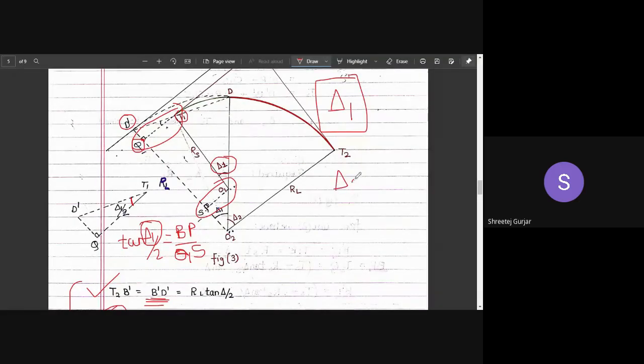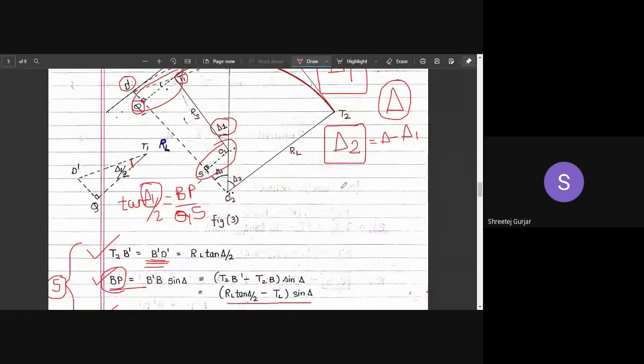Delta 2 is also required. How can we calculate delta 2 now? Can you tell me? If you know the total subtended angle delta which is given to us, can you calculate delta 2 from these two? It is very easy, right? Delta, the whole thing, minus delta 1 will give you delta 2. We know this property that delta 1 plus delta 2 is equal to the total subtended angle delta. So we can easily calculate delta 2.